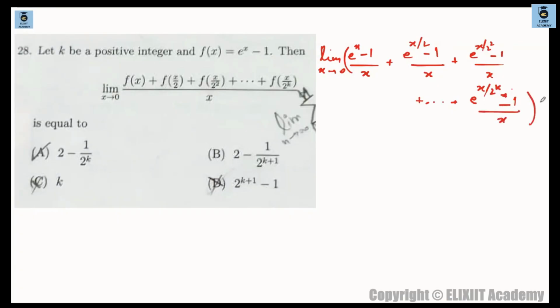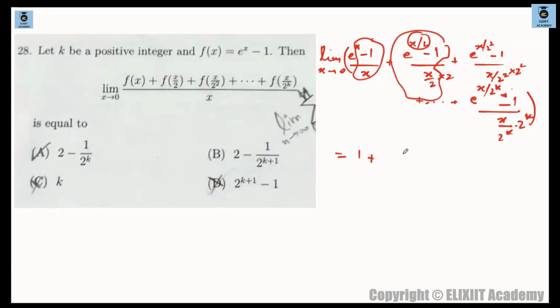divided by x. So this is one of the standard forms of limits. But this is actually e to the power of x/2 minus 1, so you have to divide by 2 and multiply by 2 over here, because this and this need to be the same. Similarly, you have to divide by 2 square and multiply by 2 square over here. This and this need to be the same, and so on. So multiply and divide by 2 to the power of k. So this quantity becomes 1. Now this quantity becomes 1. So finally, once you plug in the limit, this becomes 1 plus 1/2 plus 1/2 square, and so on till 1 upon 2 to the power of k.